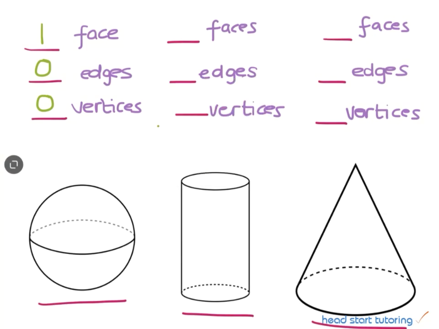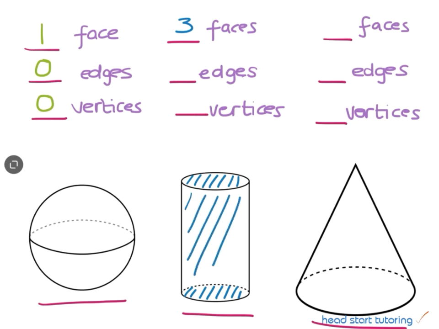Right, let's have a look at our cylinder. A cylinder has 3 faces. There's a circular base and there's our other circular base. So those are our 2 circular bases, which makes a cylinder a type of prism because we have got 2 circular bases that are congruent and parallel to each other. And then we've got this face in the middle. So those are our 3 faces in our cylinder.